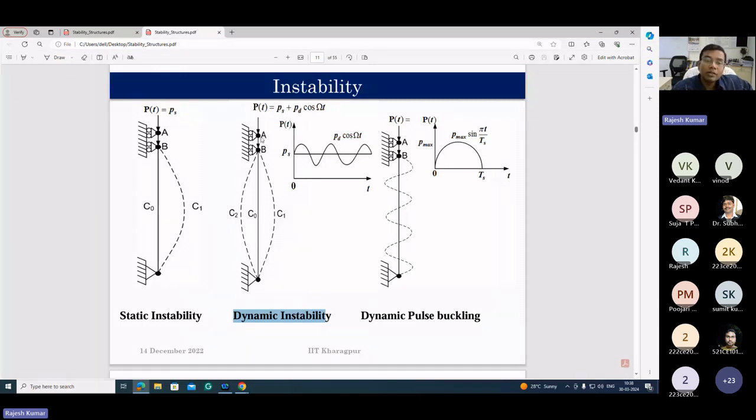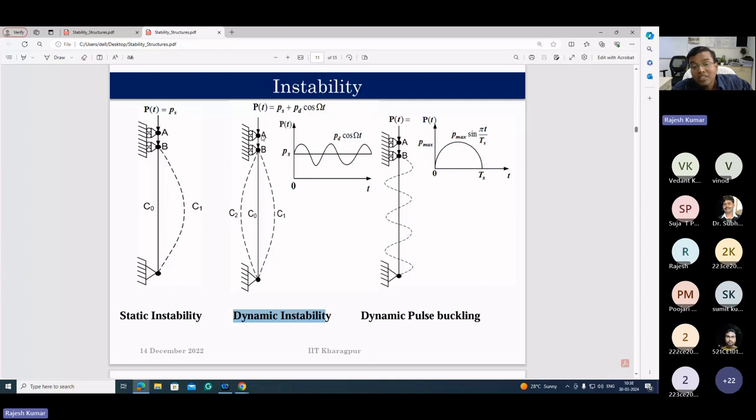Now for the member, the hinge location shifts from A to B, then C0 moves to C1. Because of the dynamic nature, B again goes back to A, then C1 moves to C0. Then with momentum in the left direction, C0 goes to C2 when A reaches the B point. Then again C2 reaches C0, and B moves to A.